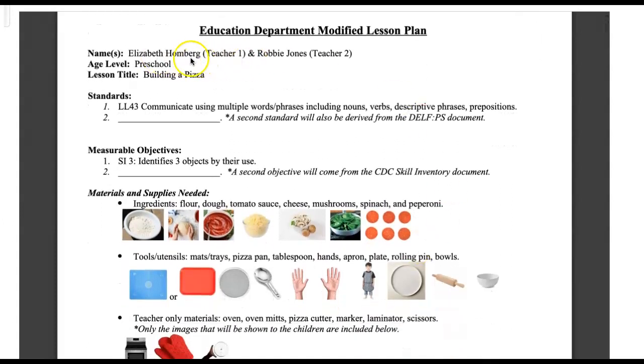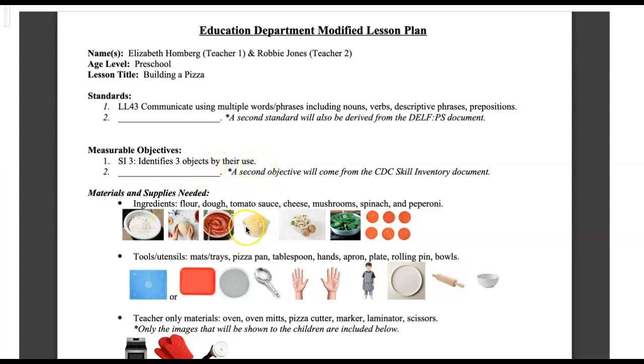Your names, full names please. Preschool for everybody, and in this case we're building a pizza. One of the standards written for making a pizza is to communicate using multiple words and phrases, including nouns, verbs, descriptive phrases, and prepositions. And the objective that supports that standard is that I'm using skill inventory 3, that's 3 to 4-year-olds, and I'm identifying 3 objects by their use.